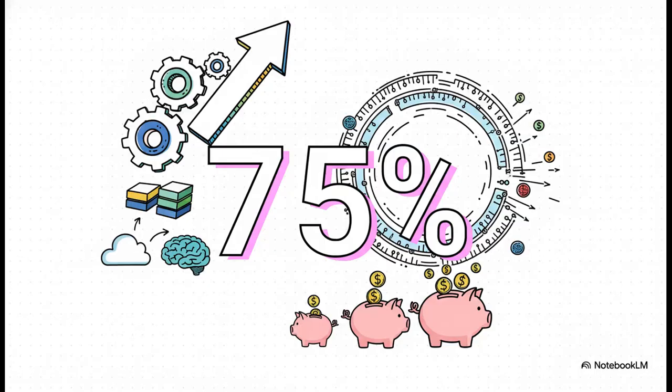And the economic incentive here is just massive. We mentioned context caching earlier. For those really complex, repetitive tasks where you're sending the same foundational info over and over again, features like this can cut your costs by up to 75%. That is a huge driver for adoption.